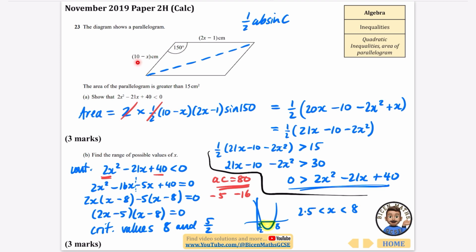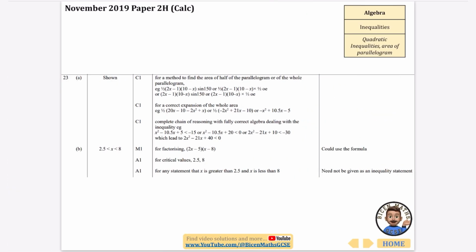If I do 10 take away 2.5, that's a positive length. And if I do 10 take away 8, that's also a positive length. If I times them both by 2 and subtract 1, they're going to be positive. So I think my answer is that x is between 2.5 and 8. Yep, 2.5 and 8 that we've got here.